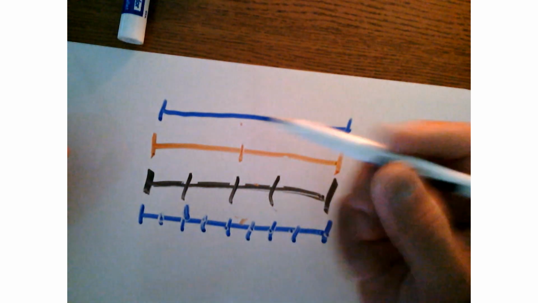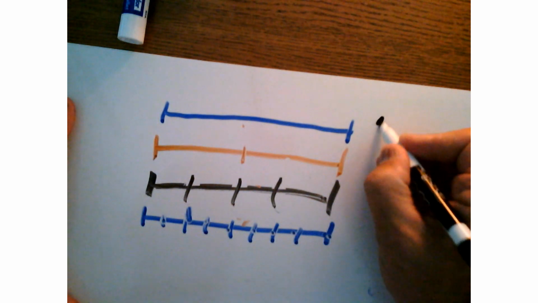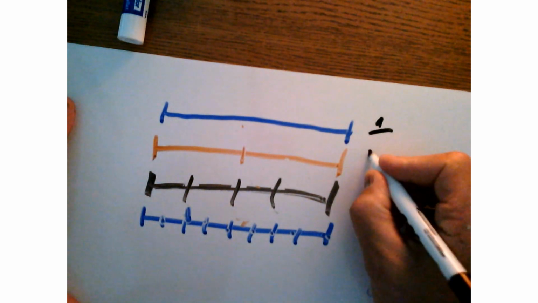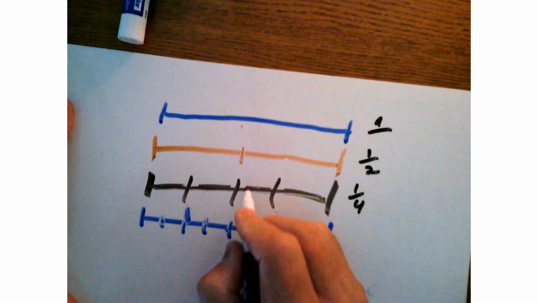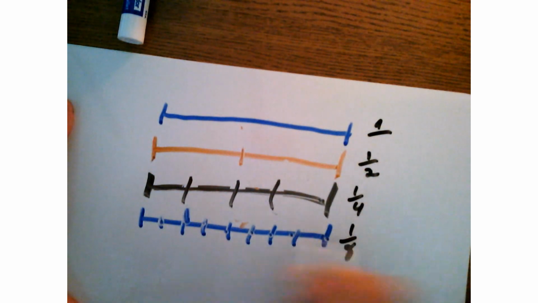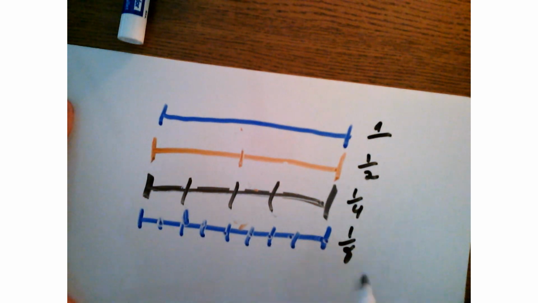Alright, let's neaten this up. I've got a better pen right now so we can write a little better. These are halves. These are fourths. See, 1, 2, 3, 4. And these are eighths: 1/8, 2/8, 3/8, 4/8, 5/8, 6/8, 7/8, 8/8.